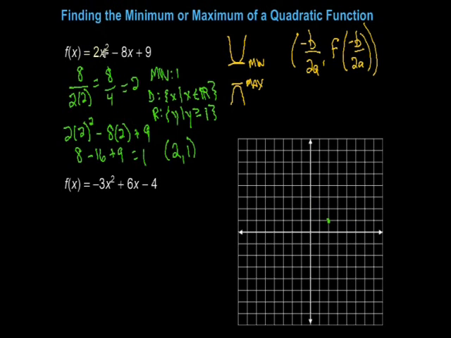1 squared would still be 1, so 2 times 1 is 2, minus 8 times 1 would just be 8. So 2 minus 8 would be negative 6, plus 9 would be 3. Okay, so we're up right here at 3. So 1, 3. Then I also know, since parabolas are symmetrical, that we have a point there.